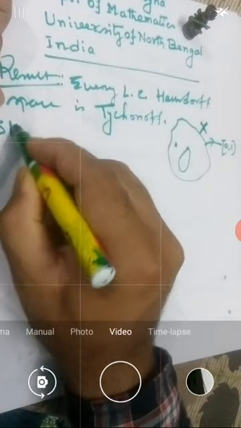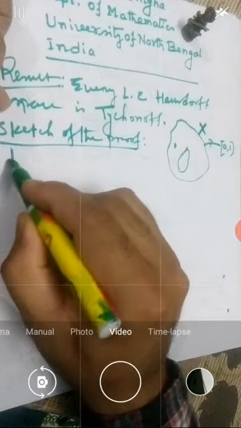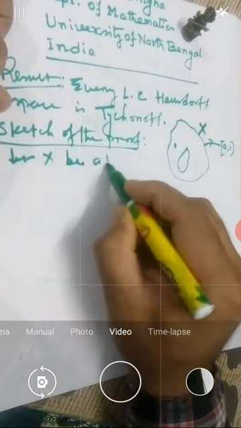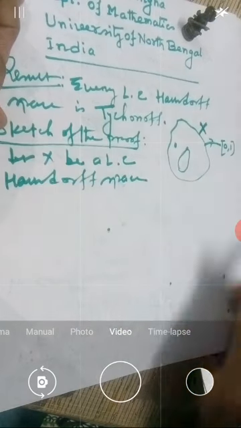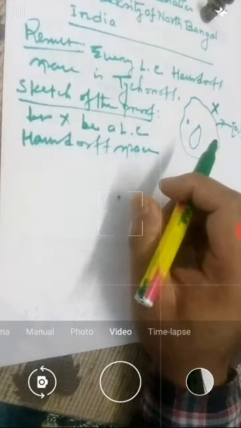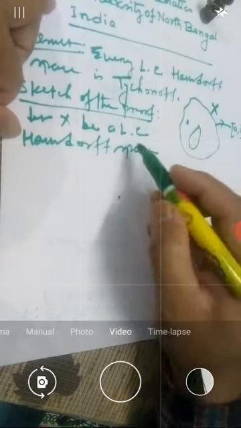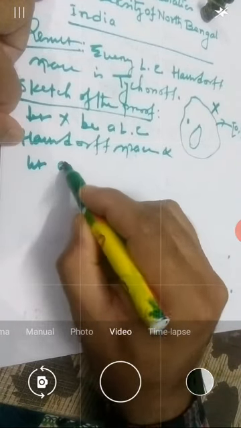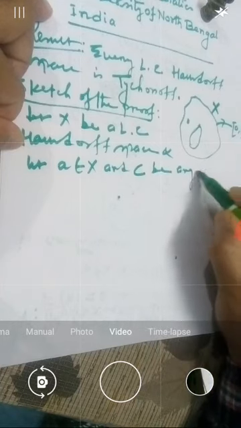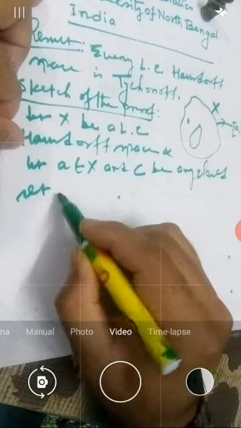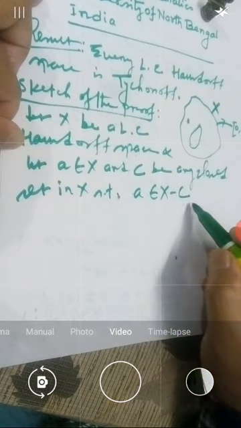So, proof. Let X be a locally compact Hausdorff space. In order to show it is completely regular, we have to take any point from X and any closed set not containing that point. So let A be any point in X and C be any closed set in X such that A not in C, that is A in X minus C, the complement of C.